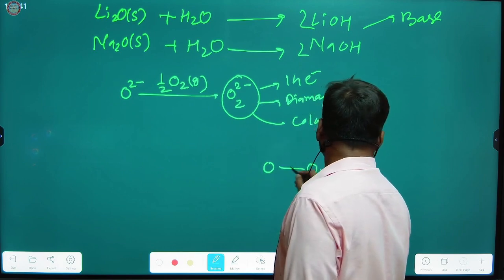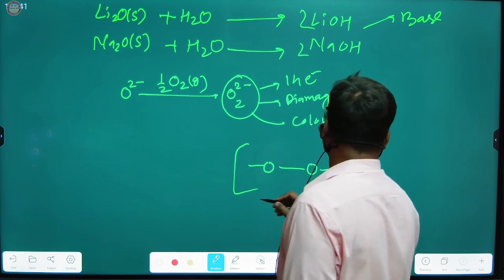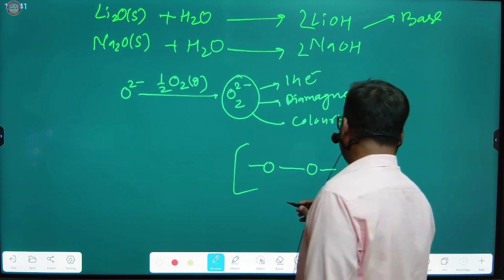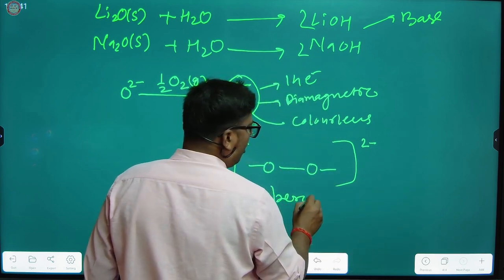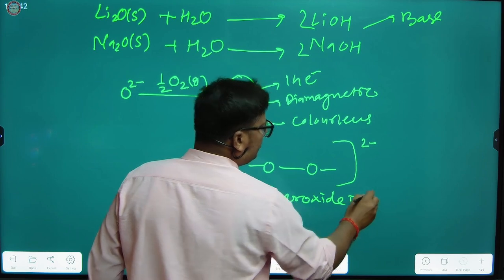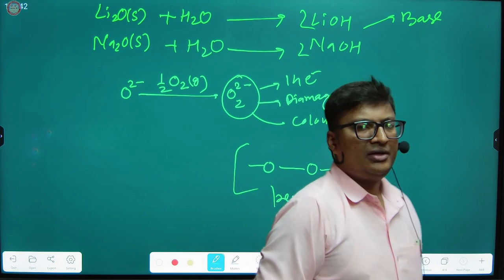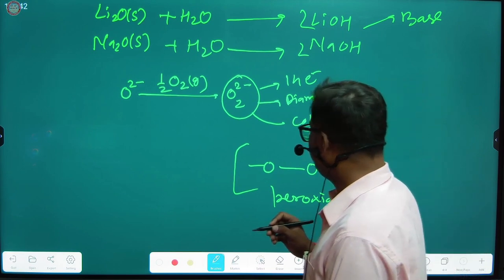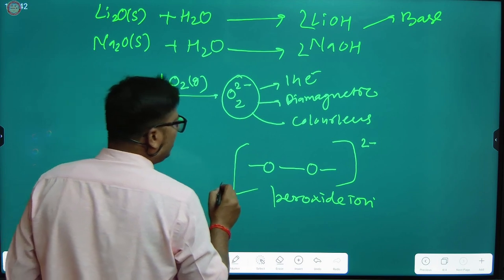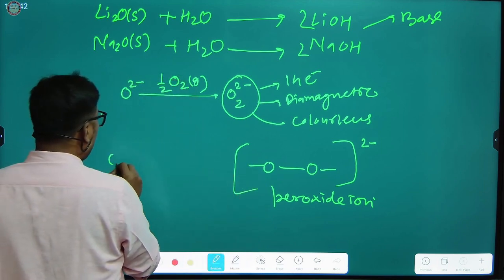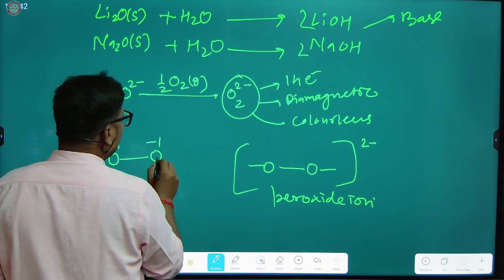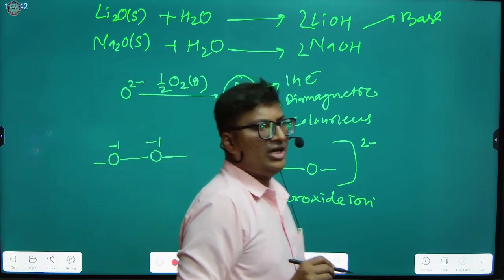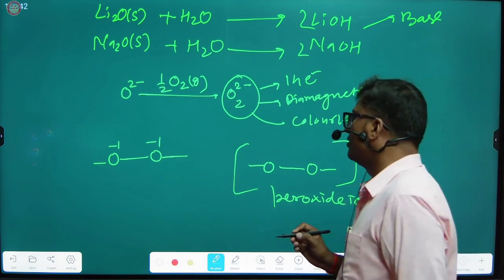The structure is O, O, with an overall 2 negative charge, right? This is what we call the peroxide ion. The 2 negative charges are equally distributed on each oxygen atom, so each oxygen carries minus 1 charge.